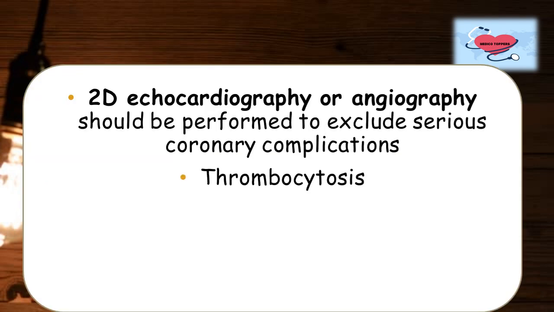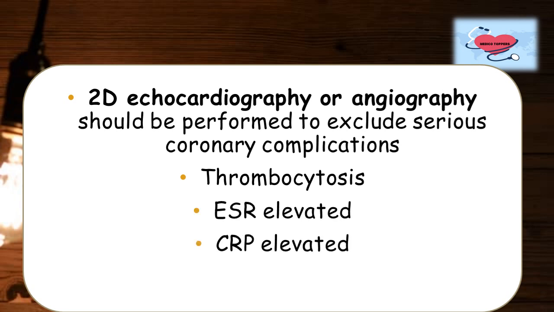So the laboratory findings: 2D echocardiography or angiography should be performed to exclude the serious coronary complications, and there will be thrombocytosis and ESR elevated. In most conditions we can see elevated ESR because it is basically an inflammation. And there will be CRP elevated as it is an acute phase reactant. If there is any inflammation in the body, surely CRP will get elevated. Then leukocytosis will be there.